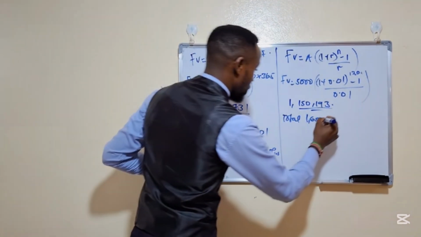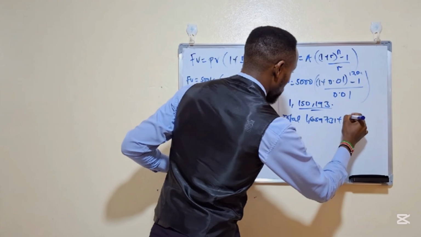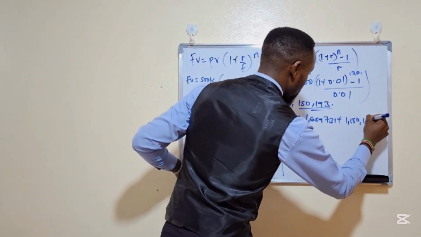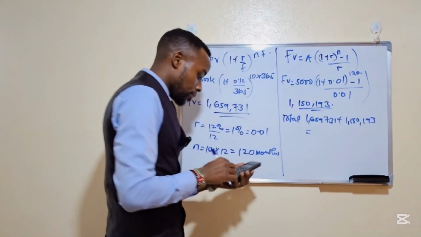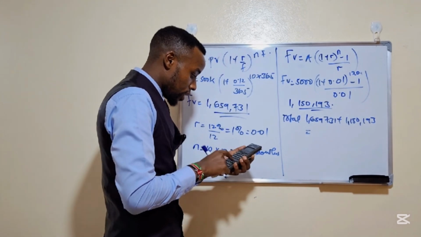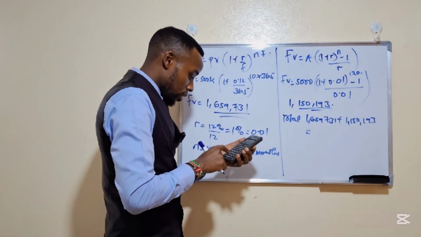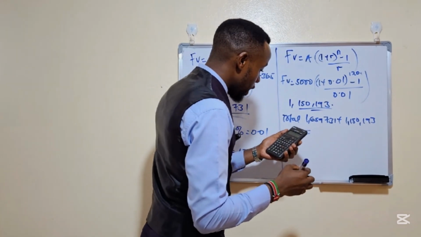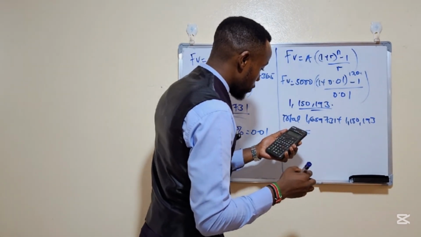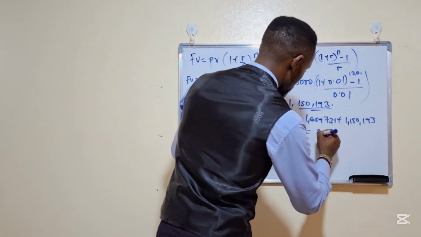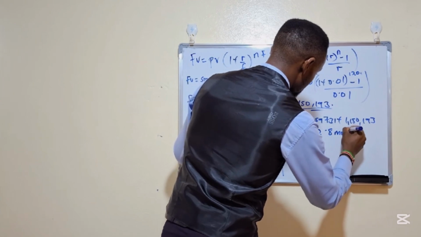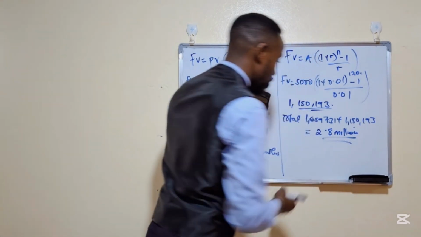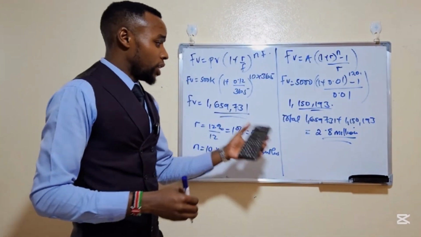So if you combine this one, total, you take this one, which one? 1,659,731 plus 1,150,193. What do we get? So plus here 1,659,731. So you get approximately 2,809,924. That is 2.8 million.